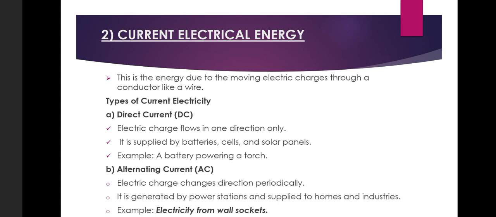Then for alternating current, normally the charges keep on changing the direction of their movement periodically. And a good example is when the power is being generated from power stations and being supplied to our homes and also to the industries where it is normally used for various purposes.